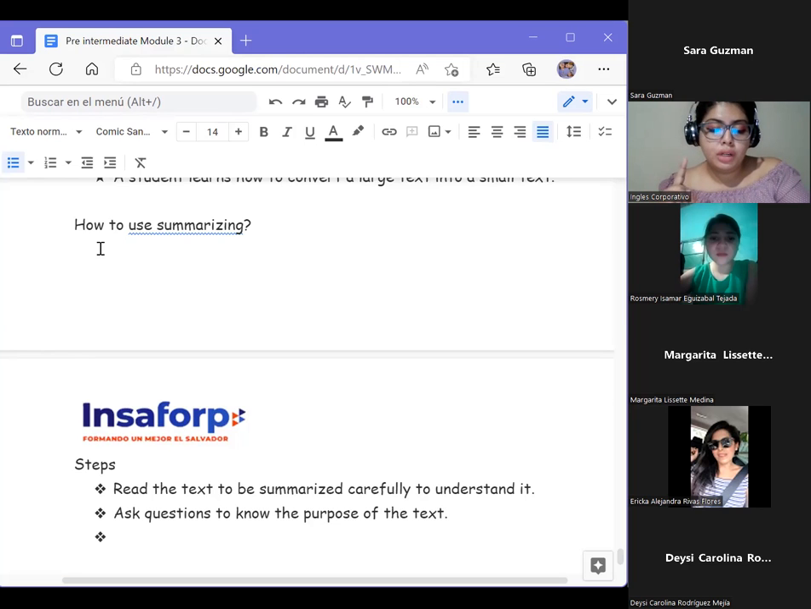Then we need to collect the relevant information that matches the purpose in order to be effective in summarizing. We have the purpose of the text or the things that we are doing, and now we need to collect the relevant information.